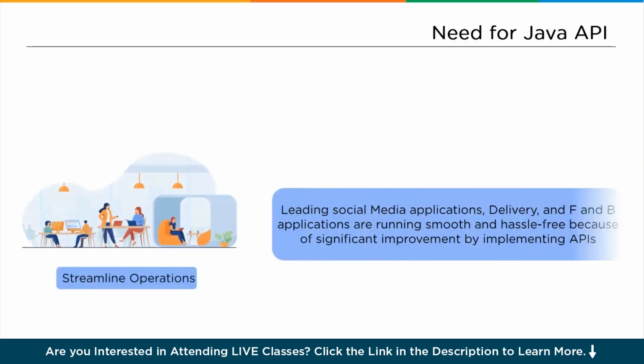So the first one is to streamline operating procedures. We have multiple social media applications like Twitter, Facebook, WhatsApp, etc. Followed by that, we have multiple delivery applications such as Amazon, Flipkart. Then we have the F&B such as Zomato, Swiggy, etc. All these applications are running smooth and hassle-free because of the significant improvement in the implementation of Java APIs. By using Java's APIs, users are provided with multiple options on the screen. This kind of approach makes the functionality very simple and easy to use.